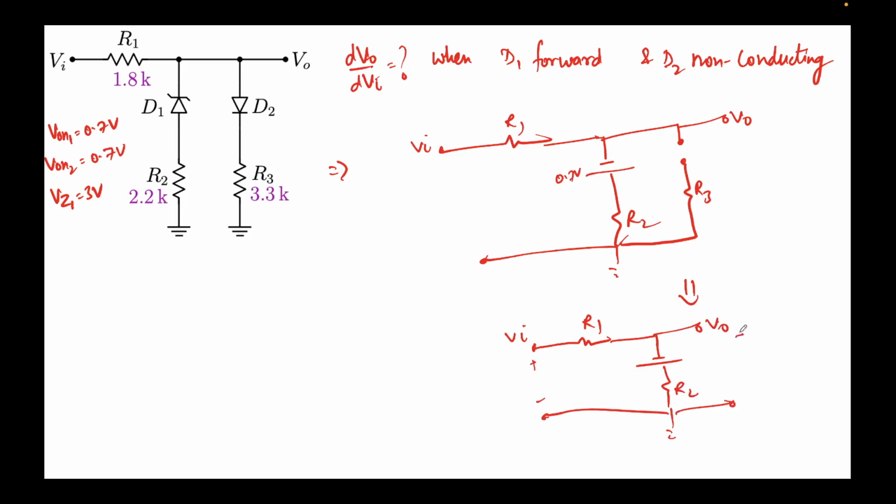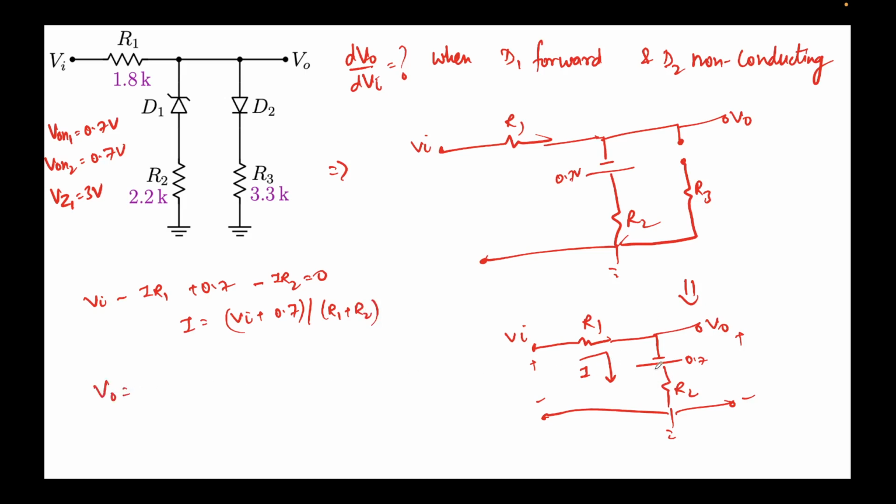This is the polarities that we can take, right? This is a very simple problem. I'll apply KVL over here. Let's assume the current to be I: VI minus I R1 plus 0.7, this is a voltage source of 0.7 volts, and then minus I R2 equal to 0. This will give me I equal to VI plus 0.7 divided by R1 plus R2, and thus I can get V0.